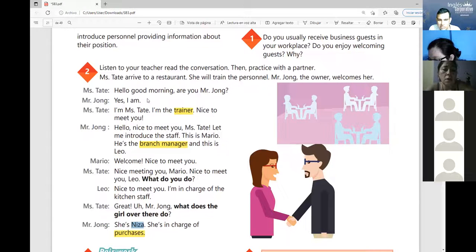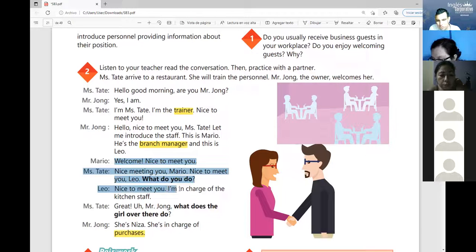Let me introduce the staff. This is Mario. He is the branch manager. And this is Leo. Welcome. Nice to meet you. Nice meeting you, Mario. Nice to meet you, Leo. What do you do? Nice to meet you.